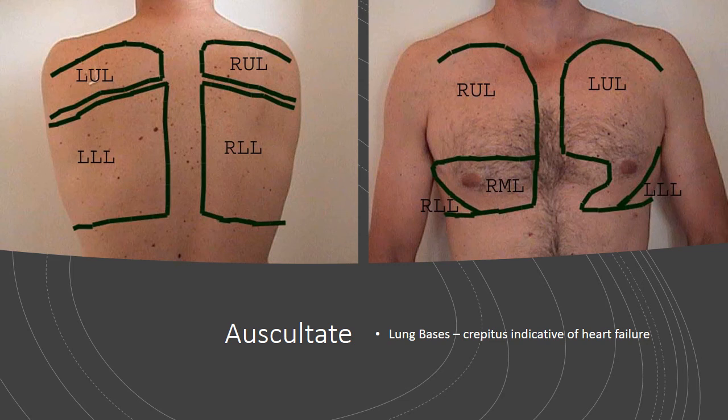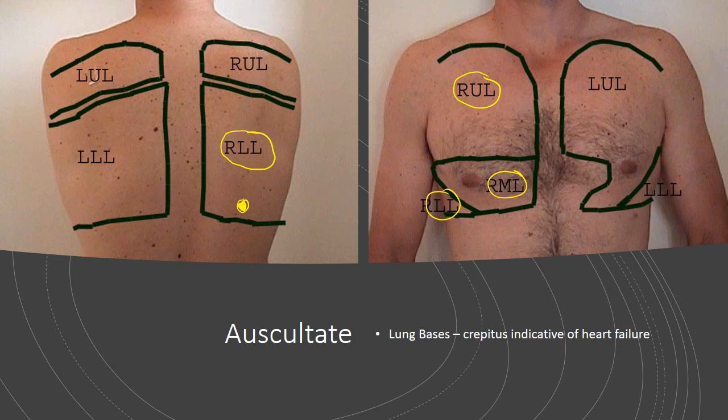Patients with heart failure are likely to have some signs, in particular crepitus, in the lung bases. Now we need to do this posteriorly. The purpose of these images is to demonstrate that we have our three lobes in the right lung. So we have our right upper lobe, our right middle lobe, and our right lower lobe. And what we're seeing is that we're unable to auscultate the right lower lobe anteriorly. This wraps around to the back and is accessible posteriorly. So we need to auscultate our lung bases posteriorly.